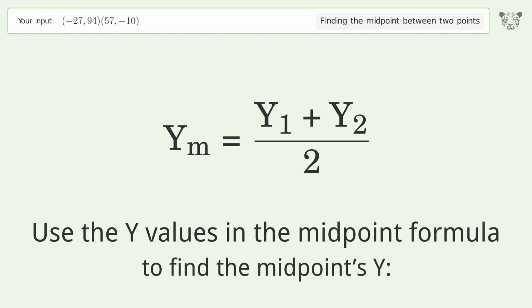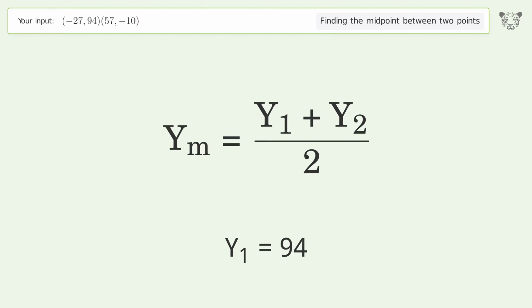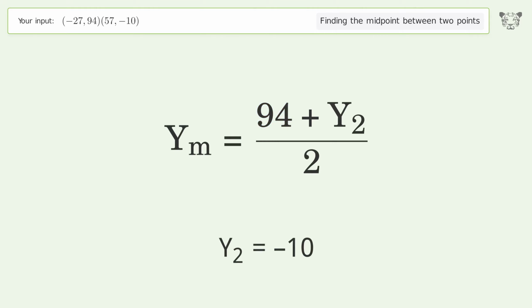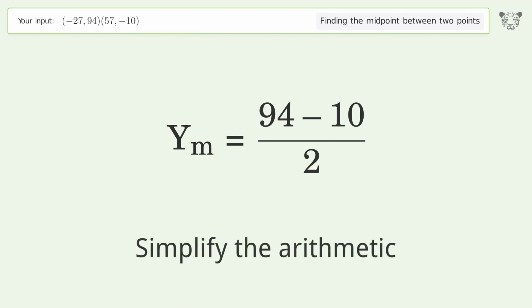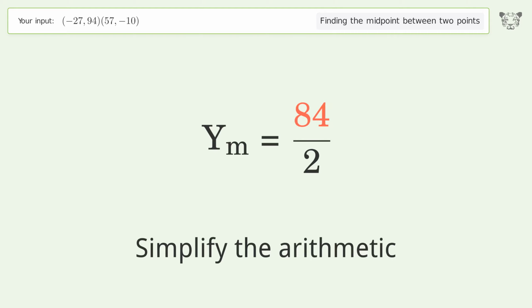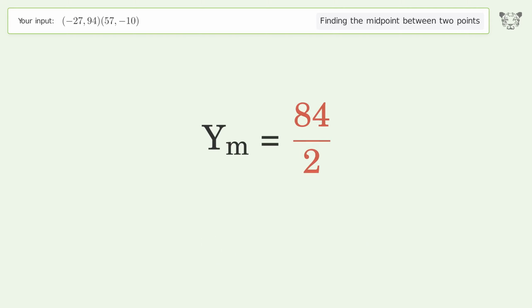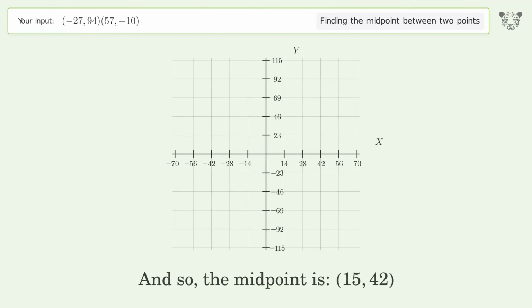Use the y values in the midpoint formula to find the midpoints y. y1 equals 94. y2 equals -10. Simplify the arithmetic. And so, the midpoint is 15,42.